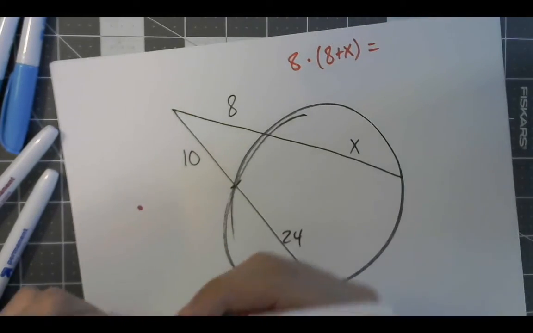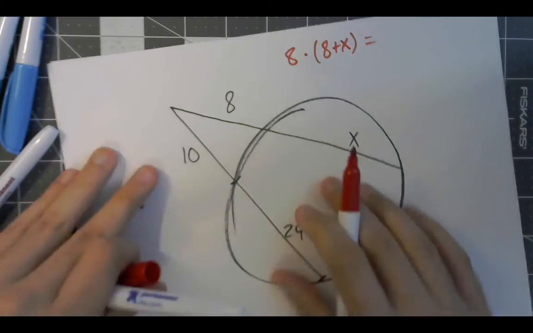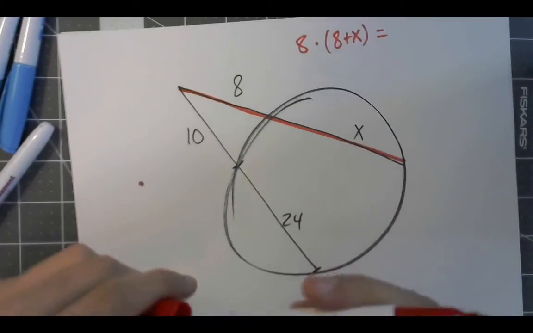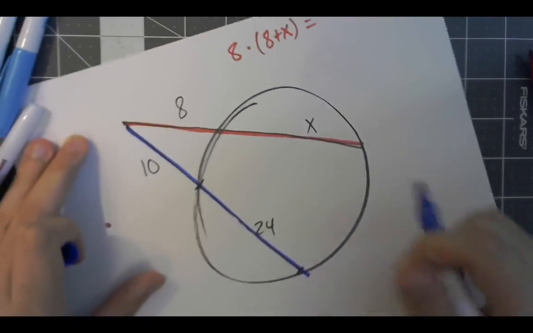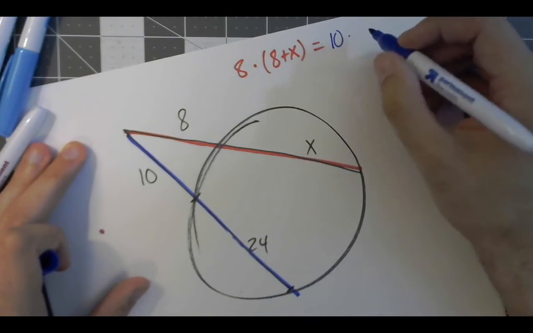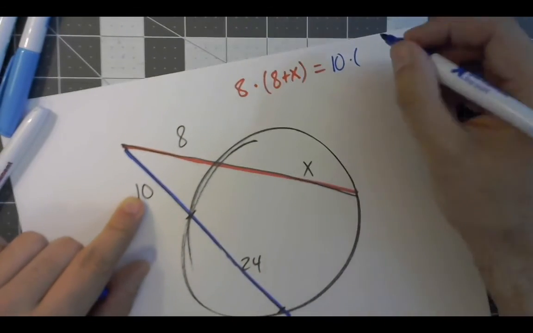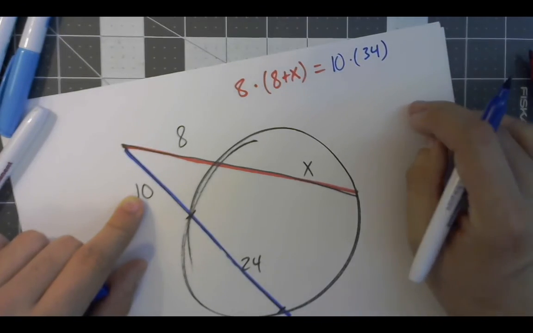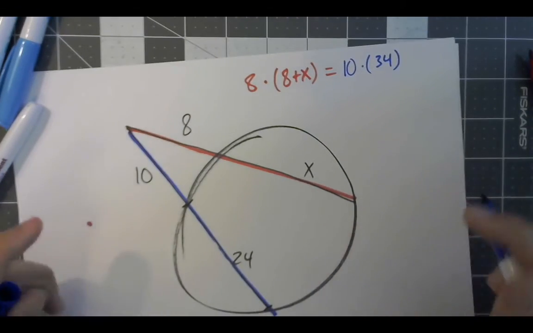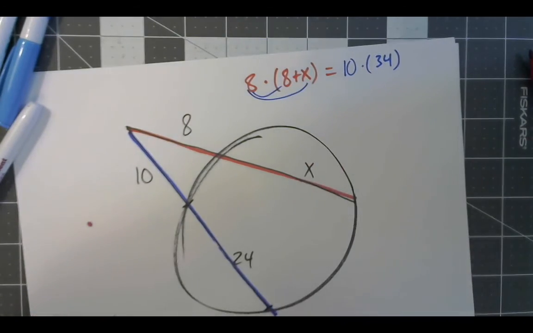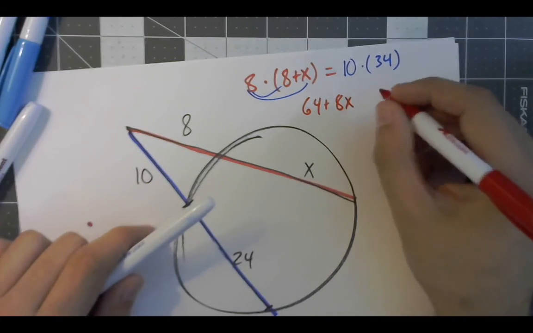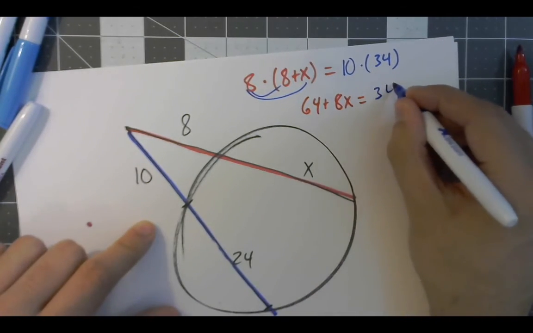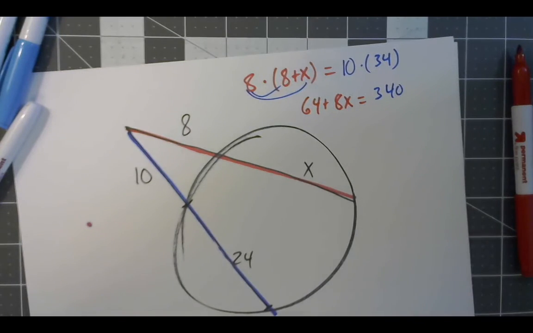Equals, we'll change colors for this side. So we'll make this our red side so we can follow along. And this be our blue side. Equals outside times whole. What's whole? 10 plus 24. That's 34. Remember, 10 plus 24. Let me distribute in here. So I get a new red side. That's 64 plus 8x equals 340. Okay. Hopefully that makes sense how we got there so far.